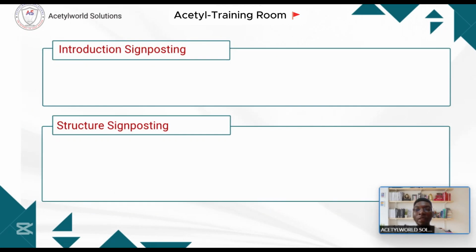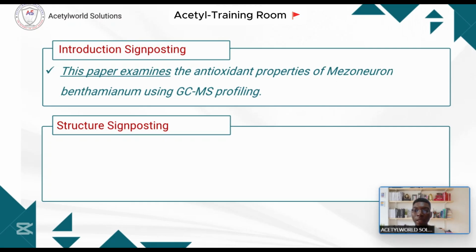Now there are different types of signposting. There is introduction signposting. If you say "this paper examines," that is more like an introduction. The main article is on the antioxidant properties of Mezoneuron benthamianum using ACMS profiling, but you need something that can guide readers to understand what you are writing. I cannot just jump into the article and say the antioxidant properties of Mezoneuron benthamianum using ACMS profiling. So "this paper aims to," "this article studies," those are introduction signposting.